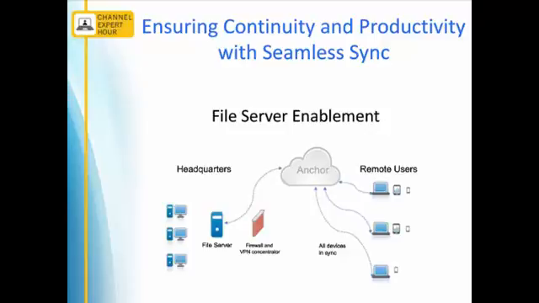Historically, things like VPN technology plus the file server were the key ways for an organization to stay in sync. Today, something like file server enablement in Anchor is a much better way to make sure that remote users and the headquarters users who are there with the file server stay in sync. And then all of that content is easily accessible.